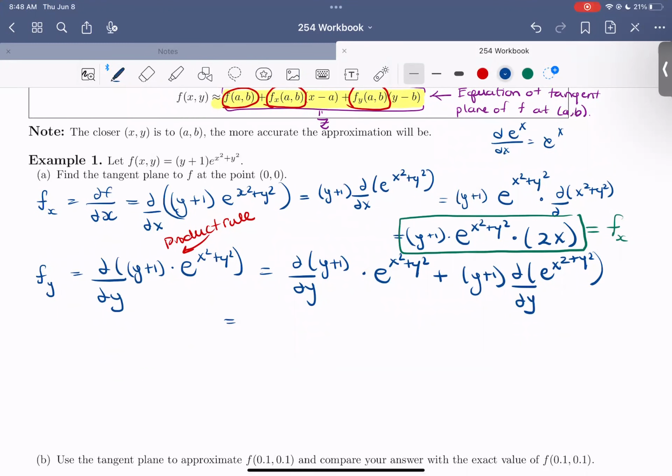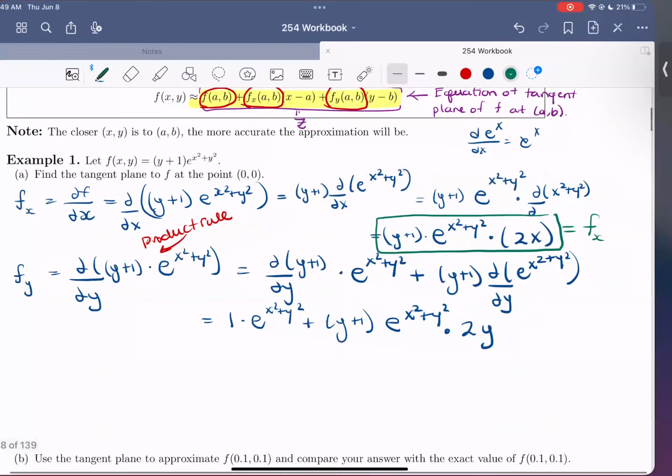So derivative of y plus 1 is just 1. So this becomes 1 times e to the x squared plus y squared. Then we have y plus 1. And so the derivative here of e to the x squared plus y squared is, again, using the chain rule. That just becomes the derivative of e to the whatever, is just e to that whatever, e to the x squared plus y squared, times the derivative of that exponent. X is a constant here, so we just have 2y.